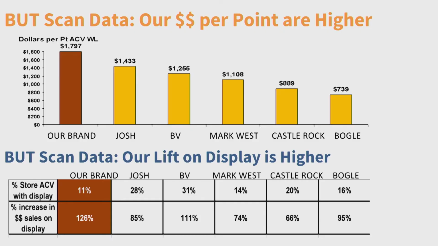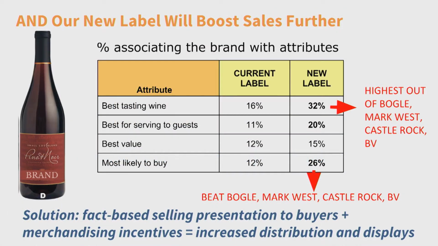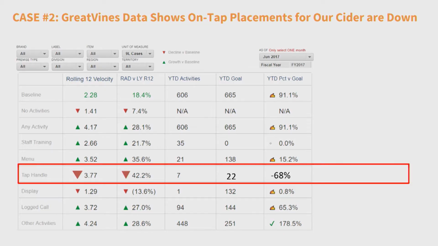So what we do is put together a fact-based sales presentation to the buyer using these 2 data points. And then on top of it, we're going to introduce our new label, which will boost sales further. It came out highest out of Bogle, Mark West, Castle Rock, and BV for new label. The new label came out as highest as best tasting wine and also beat them on most likely to buy in this comparative sales set. So you've got a fact-based selling presentation to the buyers, throw in some merchandising incentives, and you should be able to increase distribution and displays.